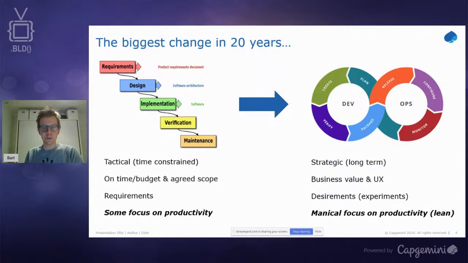People then start to ask you, what is it, Bart, that in those 20 years changed the most? And to be honest, what really changed the most is, of course, the importance of software. That really changed. But hand in hand with that came a big transition from the waterfall kind of approach to what we nowadays call the DevOps kind of approach.